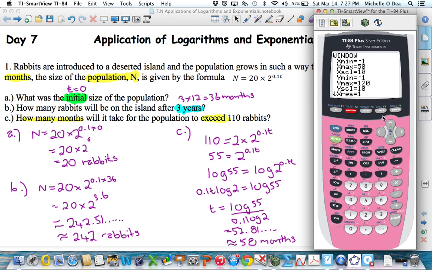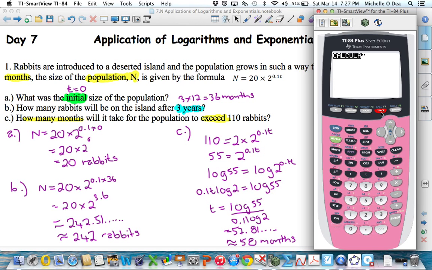So let's go to window. I need more on the x-axis. So let's make that, let's say, 100. Hopefully that will help us. There's y equals 110. Excellent. So I can see both of them. So now I just go, I want to find their point of intersection.